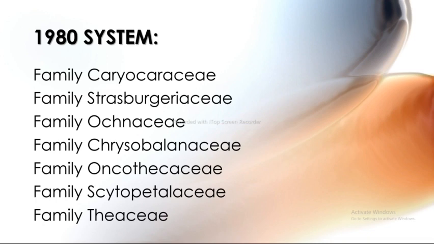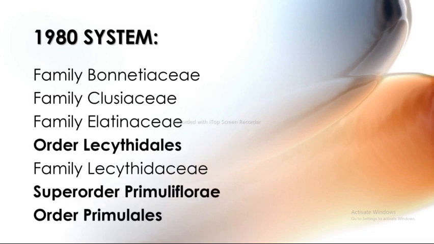Chrysobalanaceae. Next is the Oncothecaceae, and next is the Cytopetalaceae, and next is Theaceae. Next is Bonnetiaceae and Clusiaceae, and the next family is Elatinaceae. Next order is the Lecythidales, and this Lecythidales includes the family Lecythidaceae.